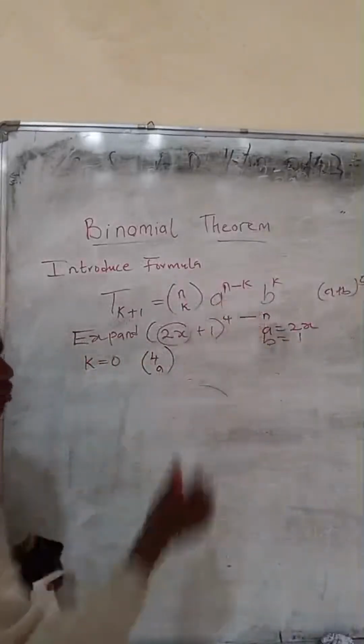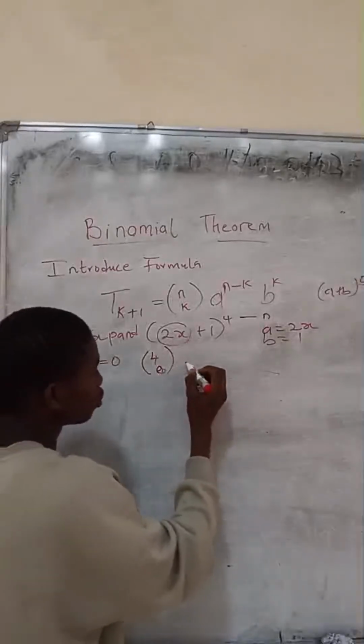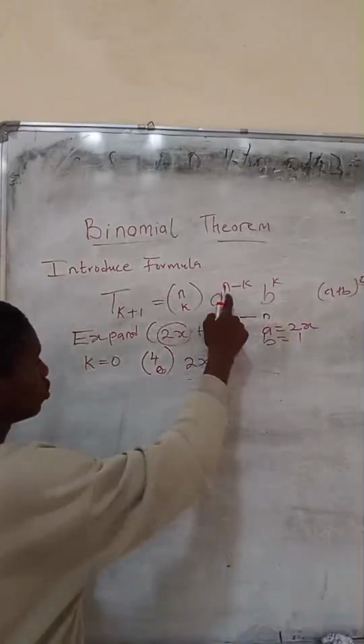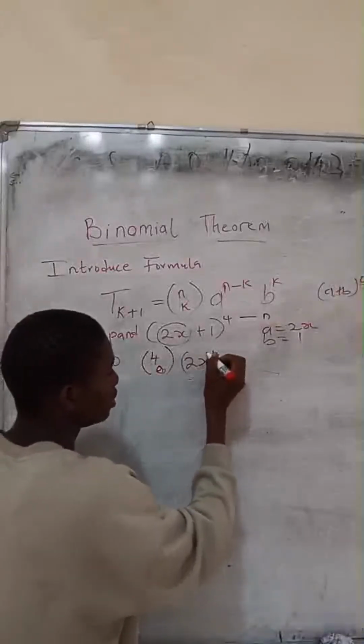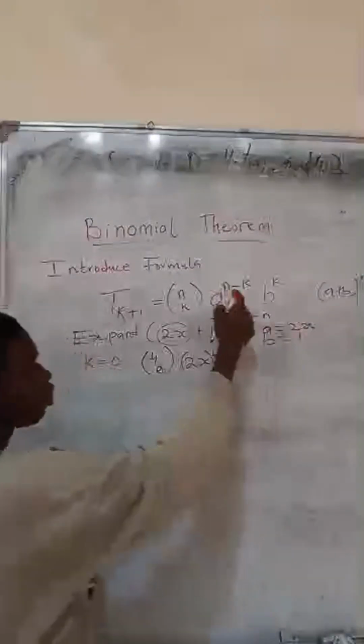Based on the formula we have, from this point I'm going to have this place be 0, then my a to be 2x. You understand? Then my n to be 4. So everything here is going to be in the bracket, 4 raised to the power of 4 minus 0, which is 4 minus k.